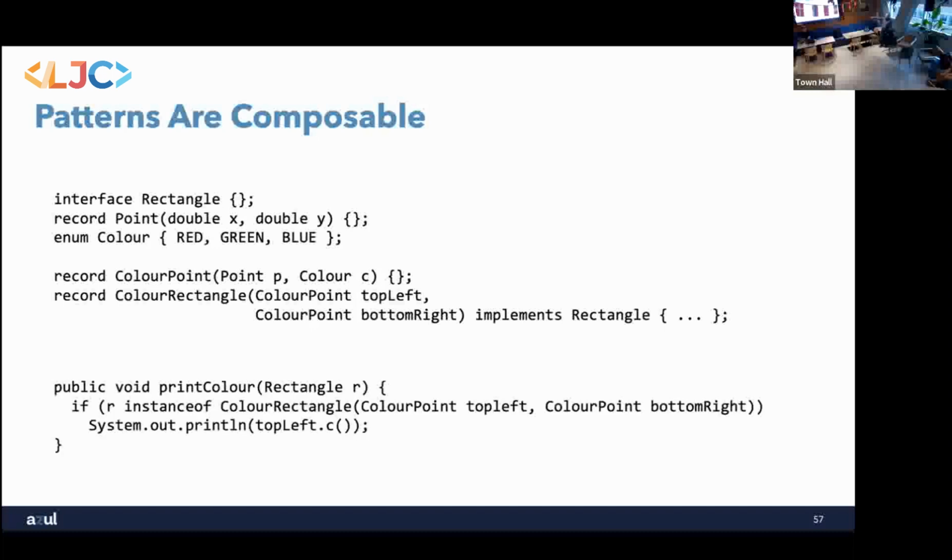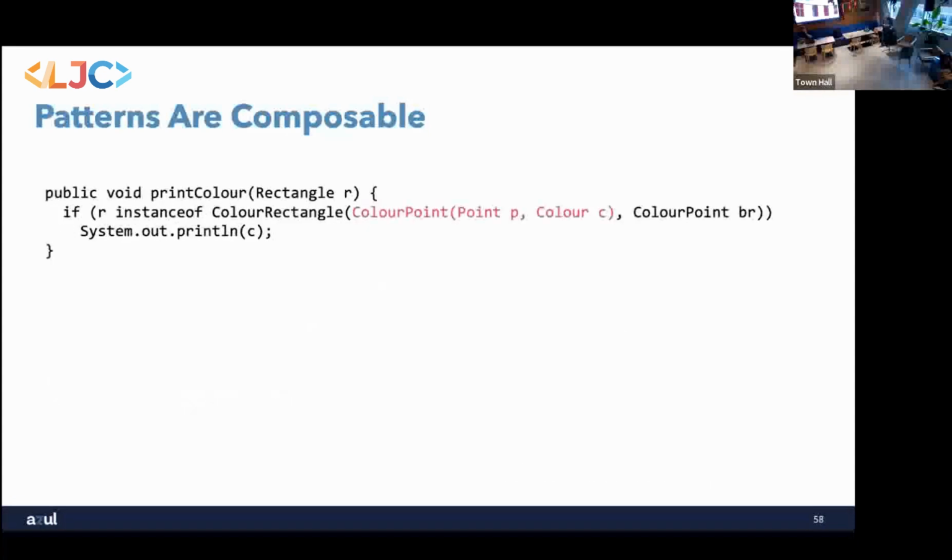What we can then do is print the color of that rectangle. We can say if our object is an instance of, and we can use the record declaration, so we can do deconstruction: ColorRectangle, ColorPoint topLeft, ColorPoint bottomRight, and then we can print out topLeft.c. Fine, that will work. But as I said, patterns are composable, which means that since topLeft is a record, let's deconstruct that and have our instanceof ColorRectangle, ColorPoint(Point p, Color c), ColorPoint br.